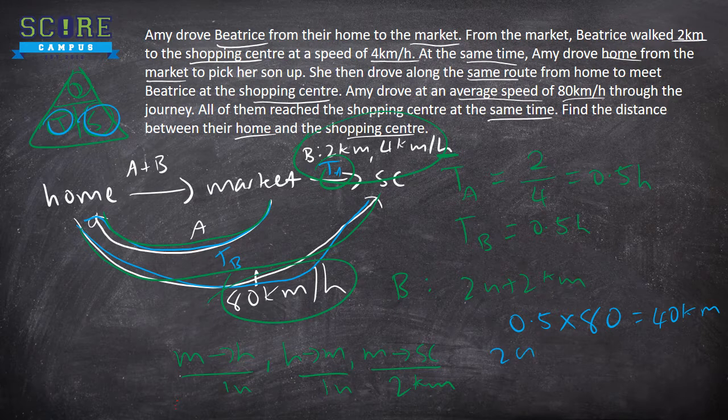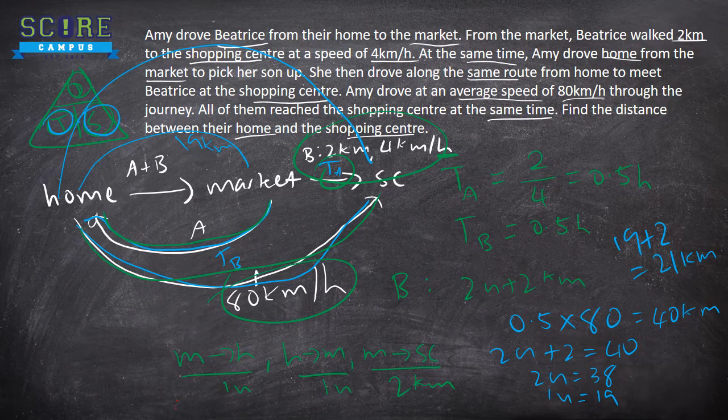So 2 units plus 2 km is equal to 40. 2 units equals 38. 1 unit equals 19. So that means from the home to the market is 19 km. And from the market to the shopping center is another 2 km. So from the home to the shopping center will be 19 plus 2 equals 21 kilometers.